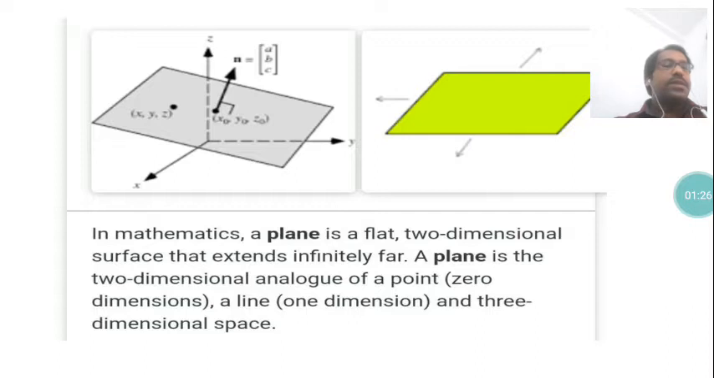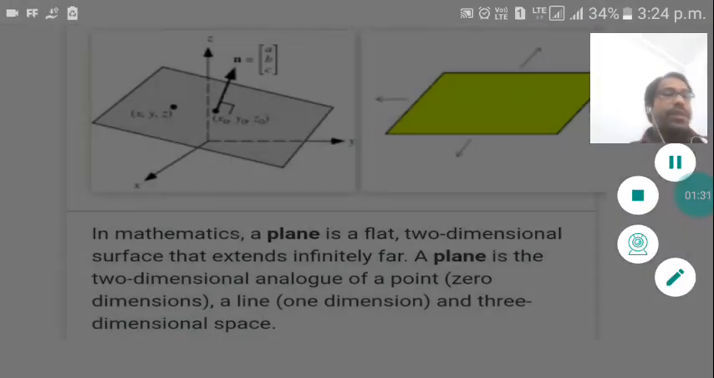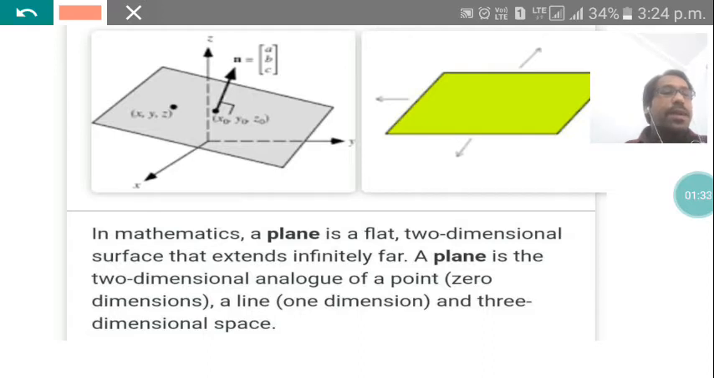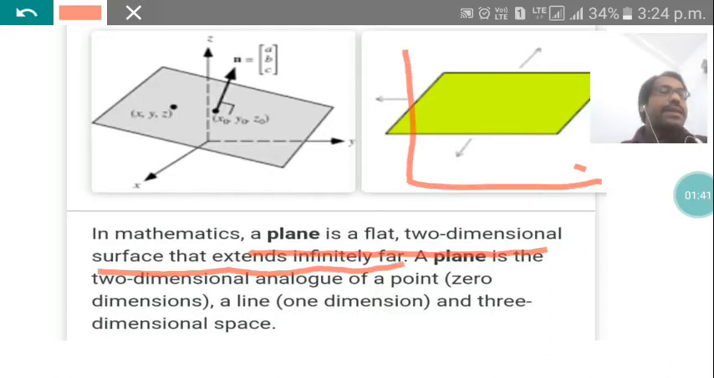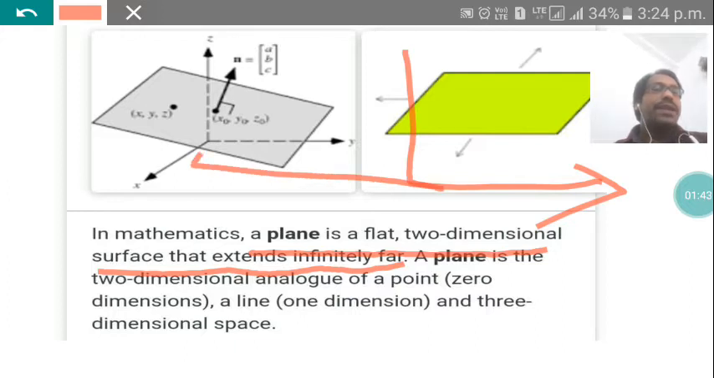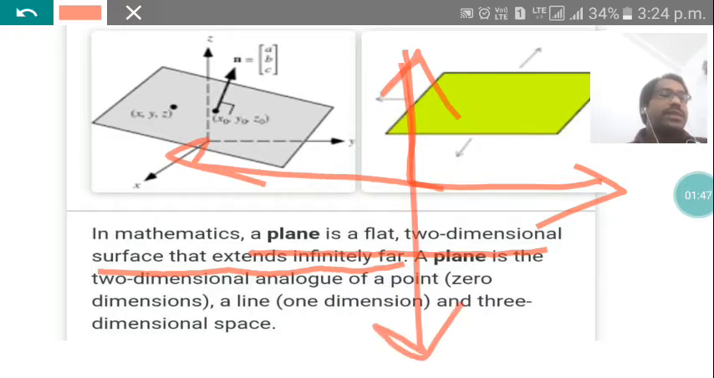What are those new things? This is one plane. What is the plane here? This is called a plane. A plane is a flat two-dimensional surface that extends infinitely far. It can go in this direction as well as in that direction, so it can extend infinitely in all directions.